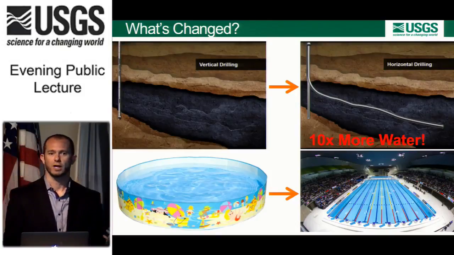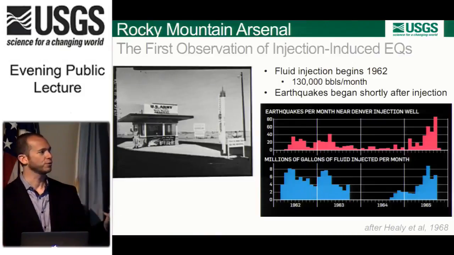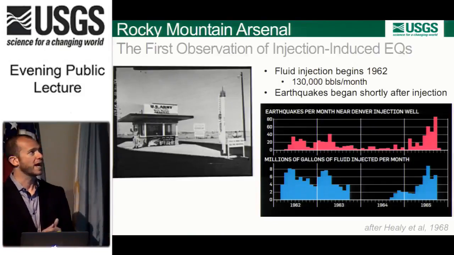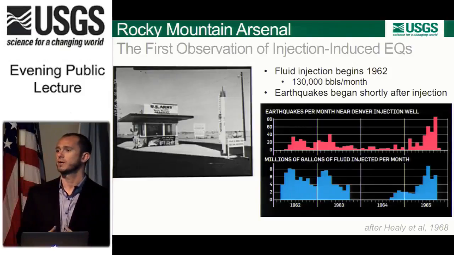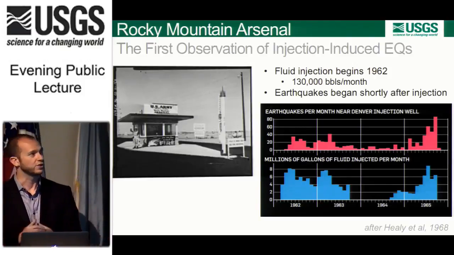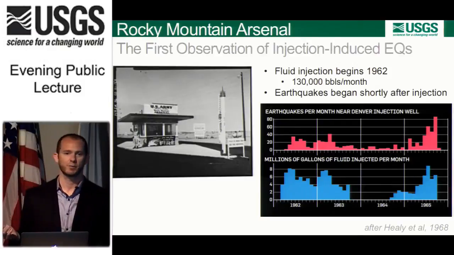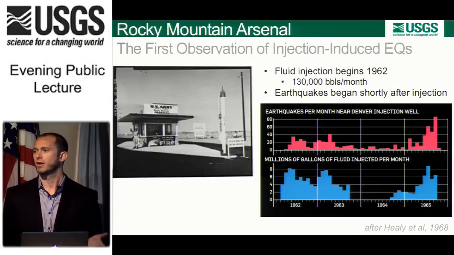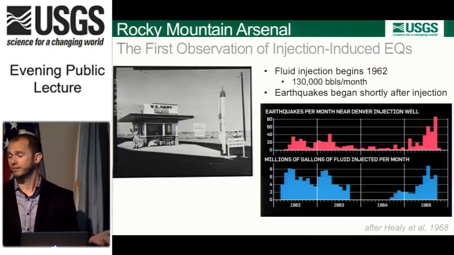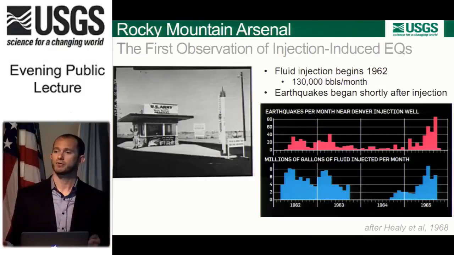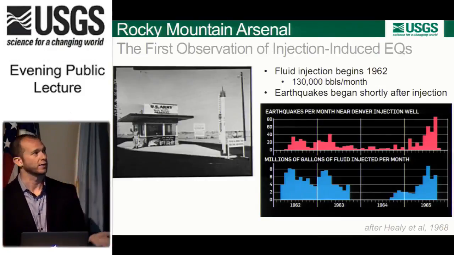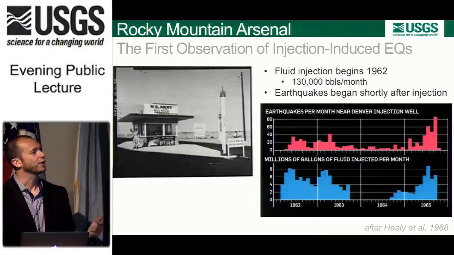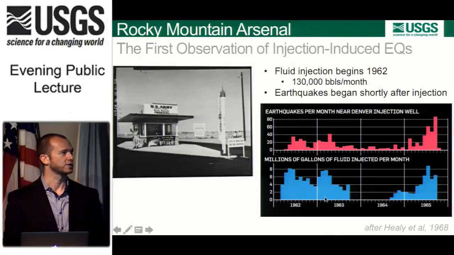So let's walk through a couple of historical examples, and we'll first look at how we discovered that fluid injection can cause earthquakes. So this goes back to the early 1960s to the Rocky Mountain Arsenal. Rocky Mountain Arsenal is just outside the Denver area, and at the time they were producing chemical weapons there. As you might guess, chemical weapons have a lot of nasty byproducts, and you need to get rid of them one way or another. And so the Army drilled a deep well and started injecting away. Injection peaked at about 130,000 barrels a month. And shortly after they started injecting, they started to see earthquakes.